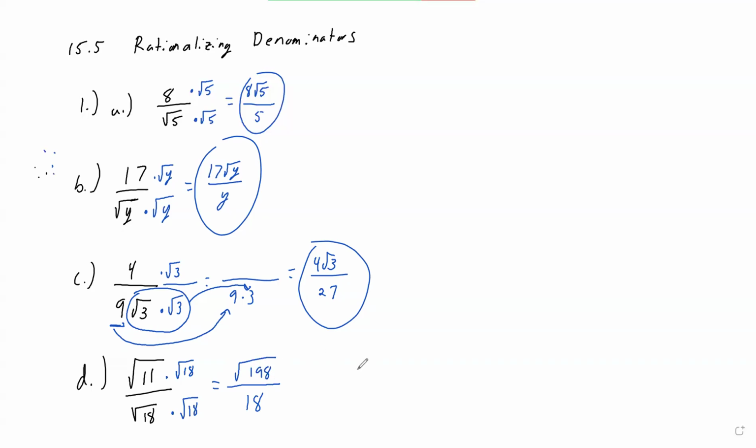Now we haven't had a situation yet because square root of 5 was prime, y is a letter, and 3 is prime. But 198, we need to simplify. Which one? The 198? 11 times 18. Because now I'm back to the rules from earlier. Indexes are the same, so I can multiply those.